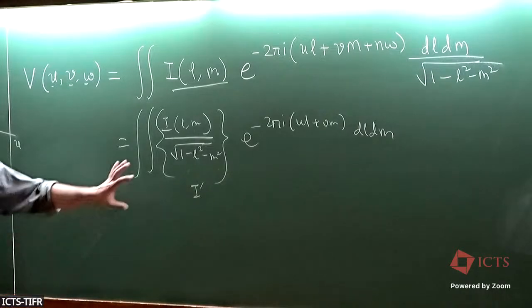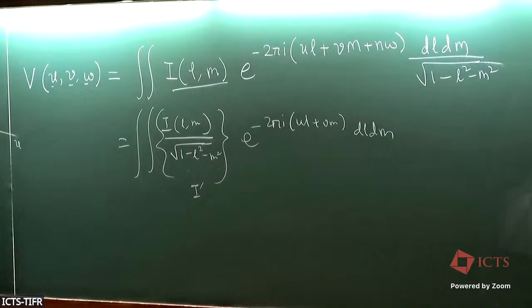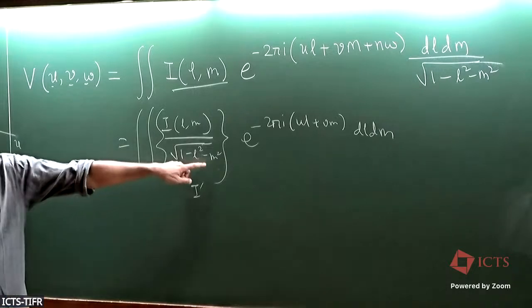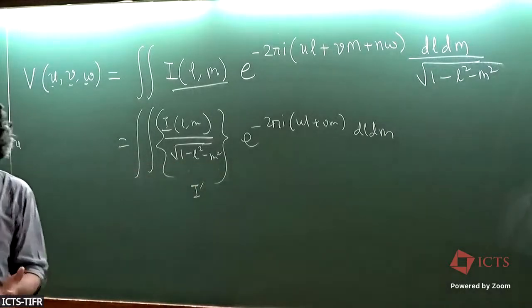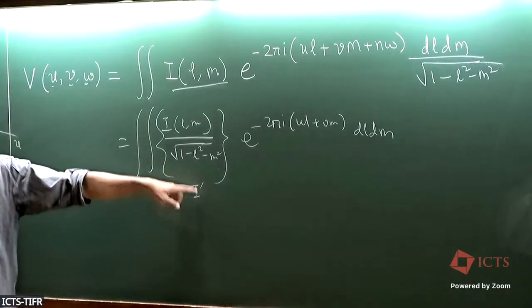Right? Now this becomes an exact Fourier transform from I prime if I can somehow set W to 0. Okay, and of course, you know L and M. So you find the Fourier transform, then do the inverse Fourier transform to find I prime, then correct it to get I(L,M).